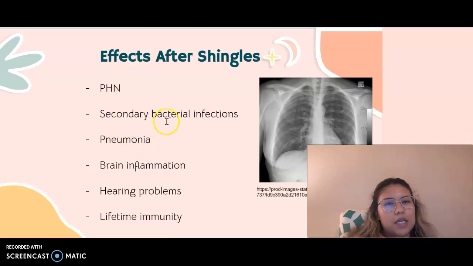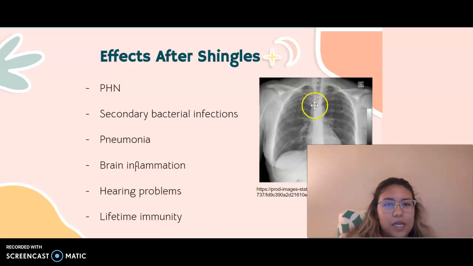Let's talk about some secondary bacterial infections. What I mean by that is we have a commensalism type of relationship with Staphylococcus and Streptococcus on our skin. But as soon as you have those open lesions, or in this case, those blisters due to the rash, you're going to have an increased risk of getting a parasitic relationship with that Staphylococcus and Streptococcus, because they're going to enter your bloodstream and that could cause death. And that's serious. So you can also get pneumonia.